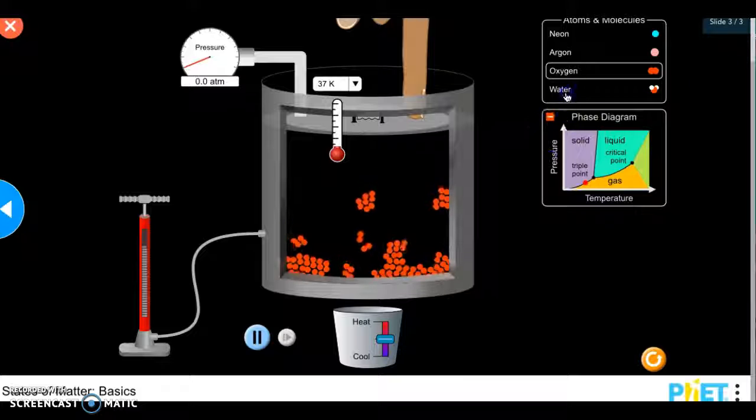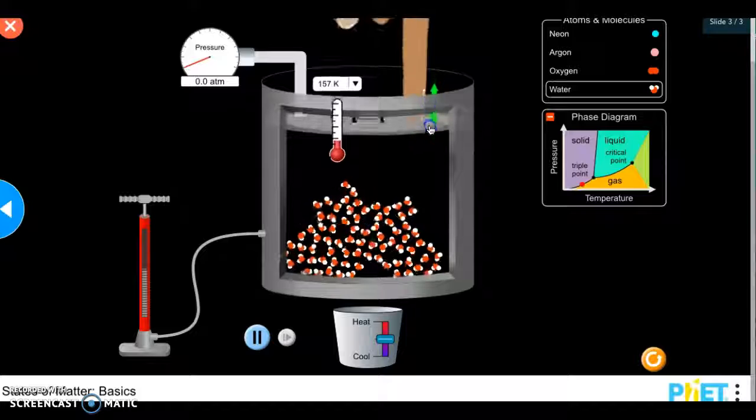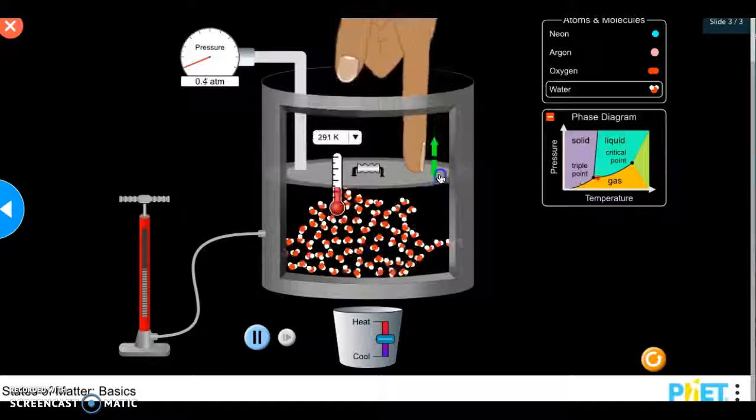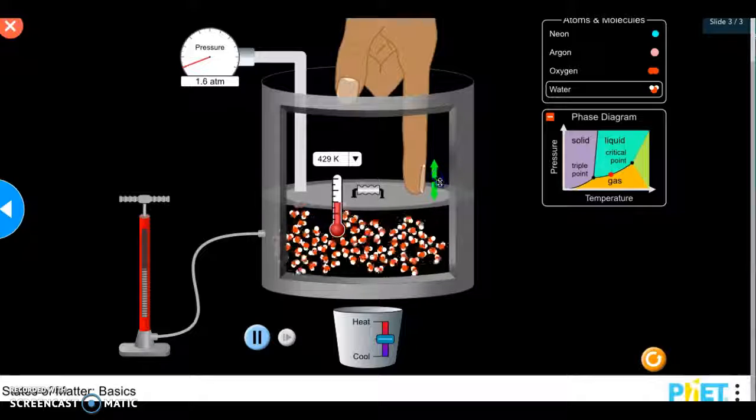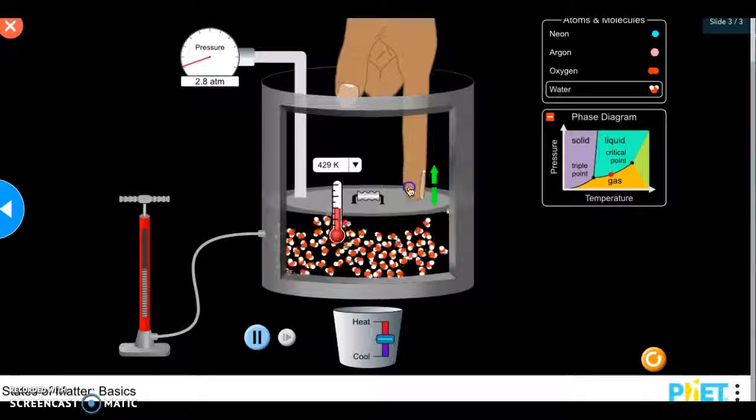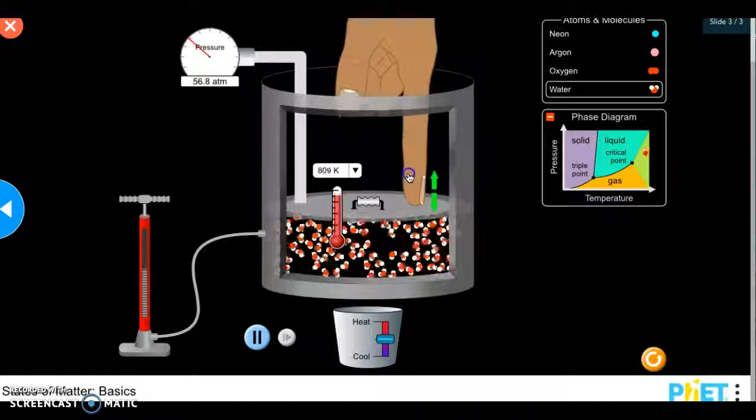And last but not least, water. Let's add some pressure to our water. Our water is currently a solid right now. When pressure is added, it's at a liquid right now. And then if we add some more pressure, it's going to change to a gas. There we go. You can see that the molecules are moving very fast.